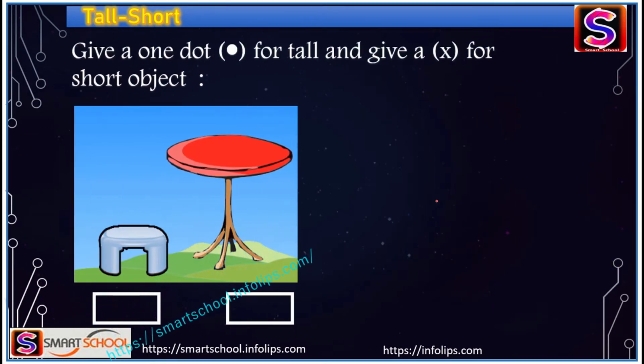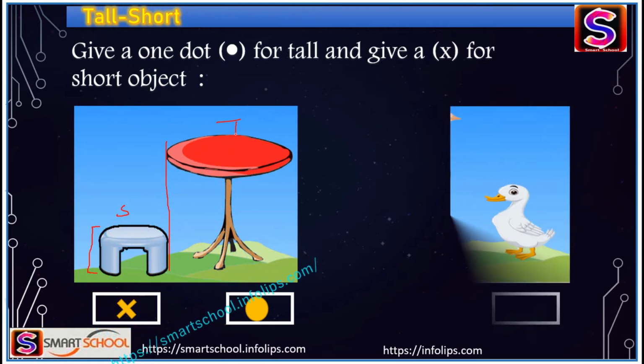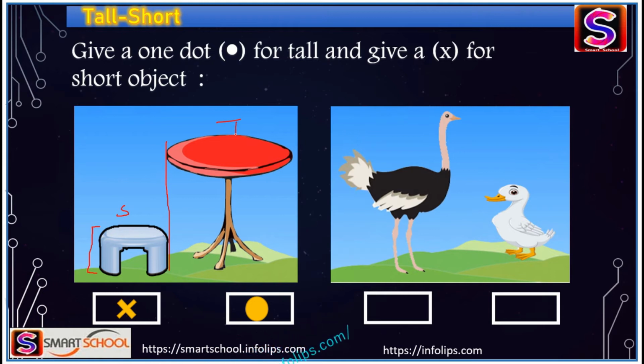See here, the first one, there are two tables. This table has more height and this table has very little height. So that's why this first one, this red one, is tall and this table is short. Let's see one more example.